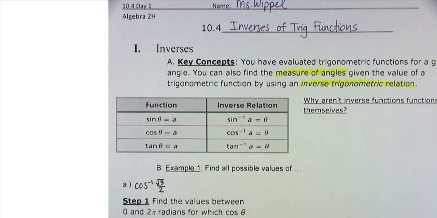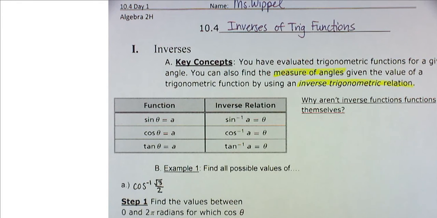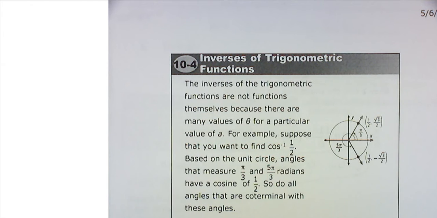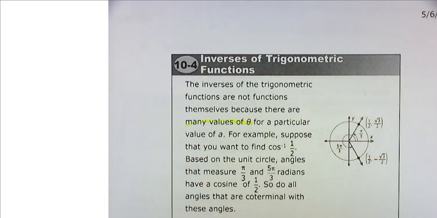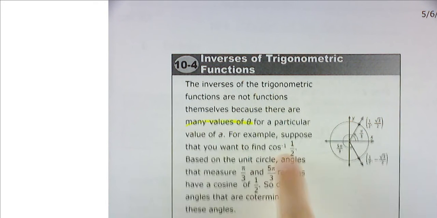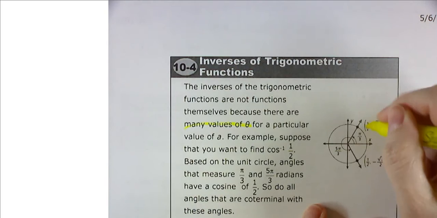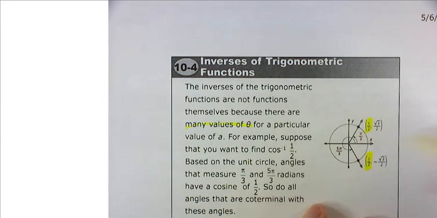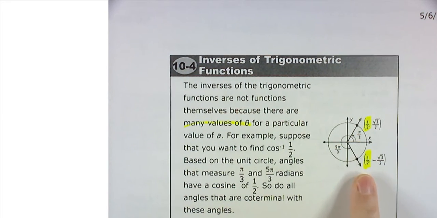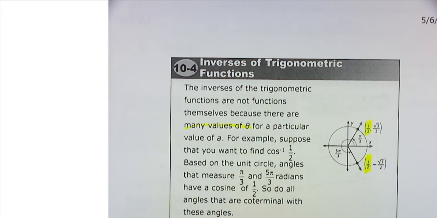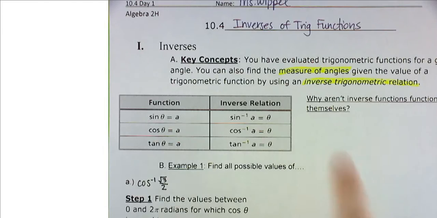Now this question asks, why aren't inverse functions functions themselves? We're going to talk about that real quick. The inverses of trig functions are not functions themselves because there are many values of theta for a particular value of a. If you want to find the cosine inverse of 1/2, there are two places on the unit circle that would give you an x coordinate that's 1/2. So for the input, there's actually more than one output. That's why the inverse functions are not functions themselves.